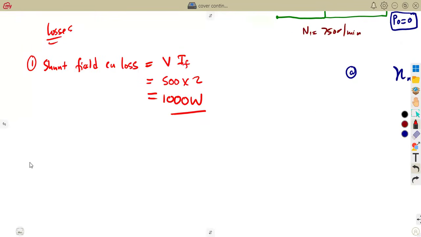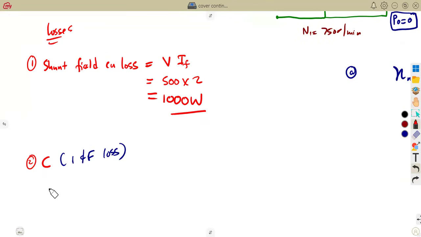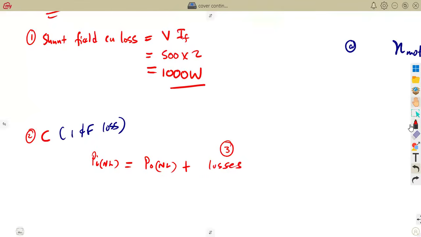So let's move on to number 2. So we are going to need C, which is the iron, friction, and windage losses. Okay. So how can we obtain this? Like I said, considering that we are dealing with the motor, we said the input at no load is equal to the output at no load plus the losses, which is the combination of all the 3 losses. Okay. Which 3 losses are we talking about?